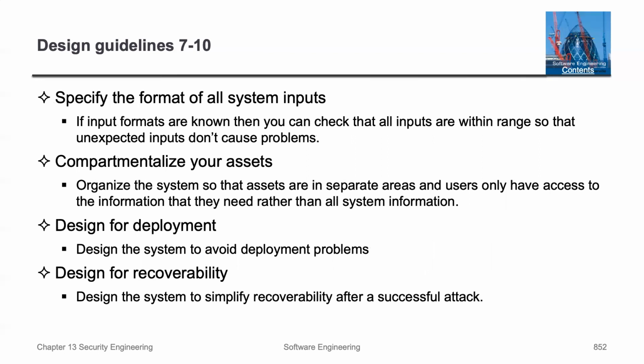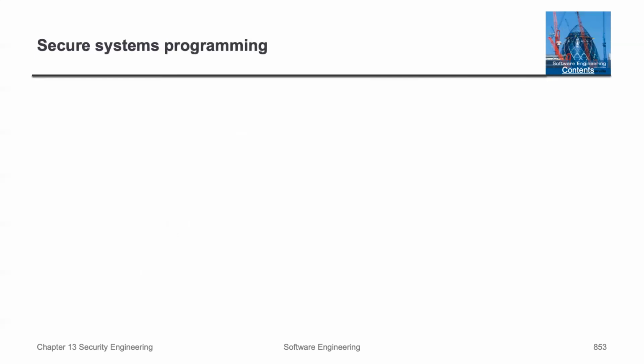For specifying the format of all systems, if the input formats are known, then you can check that all inputs are within range. For compartmentalization, the organization of the system of the assets are in separate areas, and users only have access to the information they need. You want to design for deployment so that there's minimal deployment problems, and for recoverability design so the system has an ability for easy recoverability after an unfortunate successful attack.